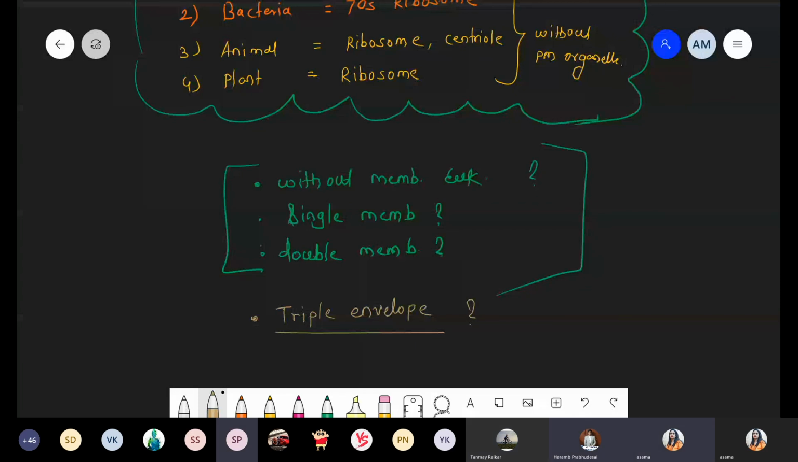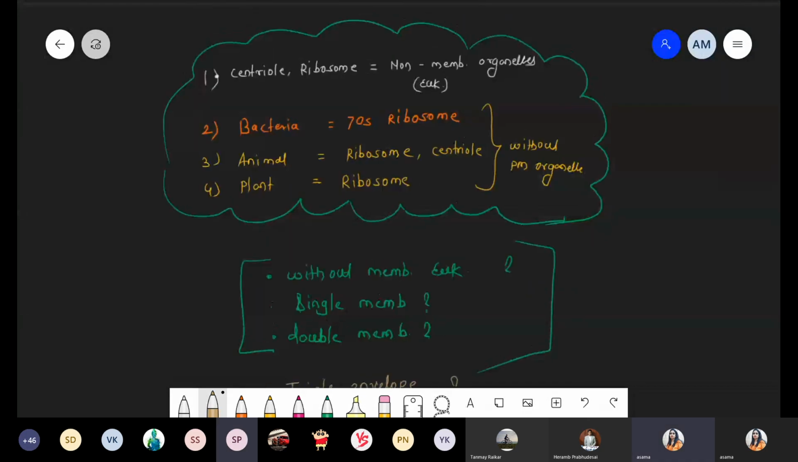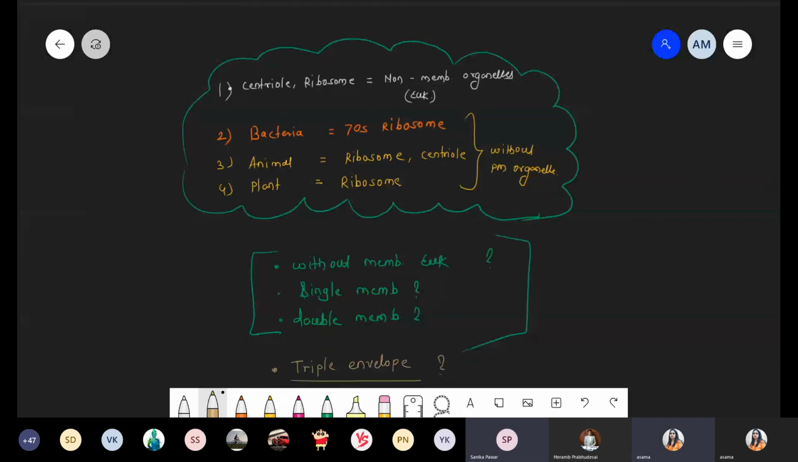So the centriole, cilia, flagella part is over. Scroll up. We should find all these for eukaryotic only. Yes, only eukaryotic, because in bacteria, what is there? There is no plasma membrane associated. Only a single membrane is present.